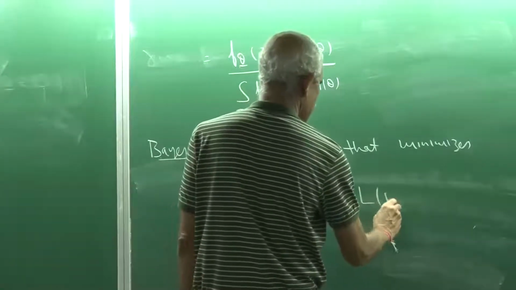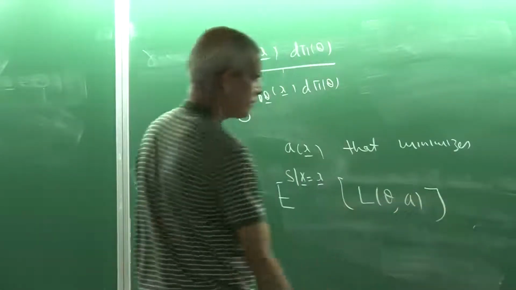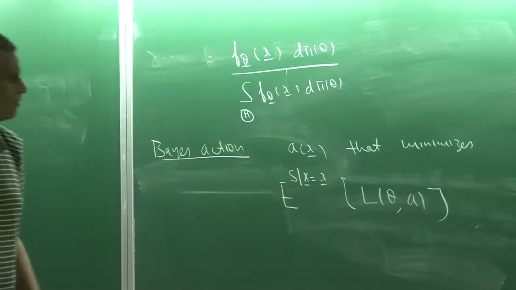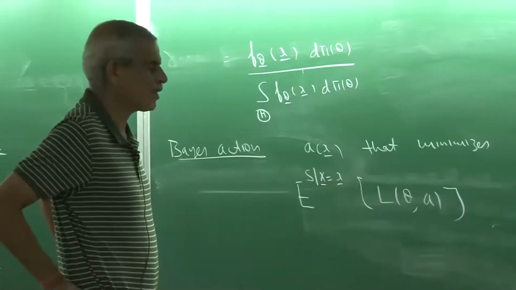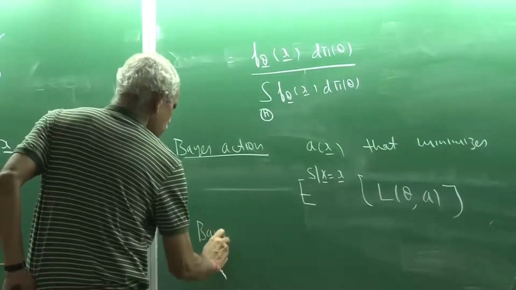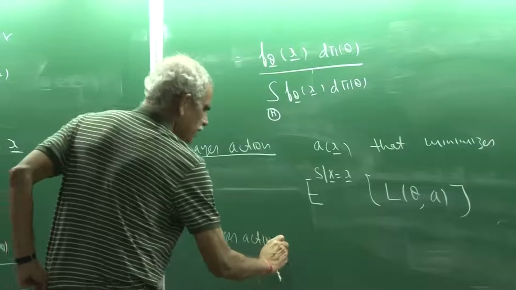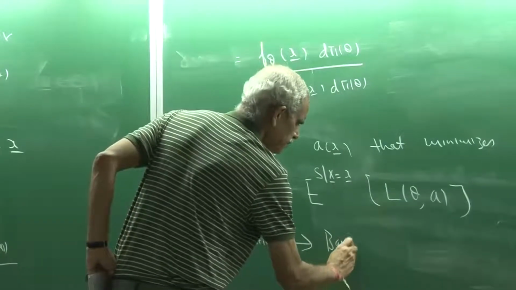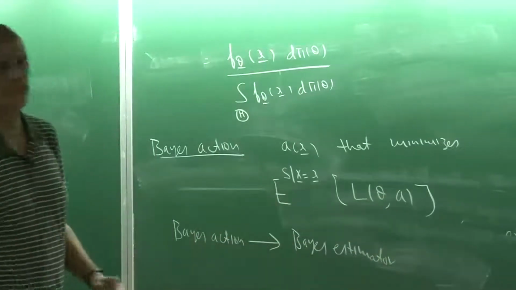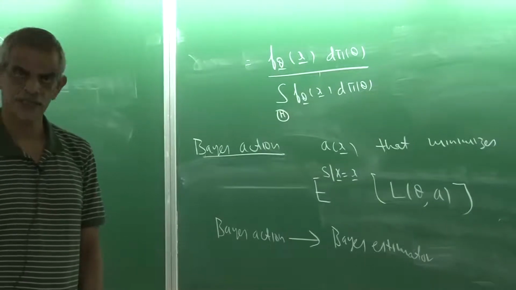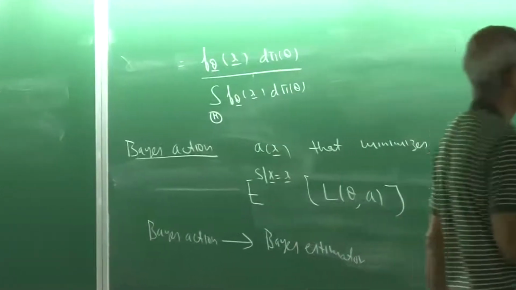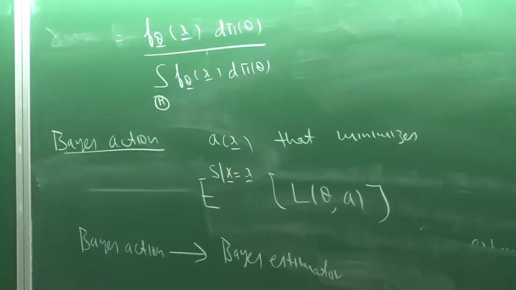L(theta, A) given X equal to x. So this is the thing which is called the Bayes action. Then we saw that the Bayes action in fact gives me a Bayes estimate. So the Bayes estimator is nothing but the one which minimizes the posterior loss. So let us try to see some of the scenarios. What would be the Bayes estimator in such scenarios?